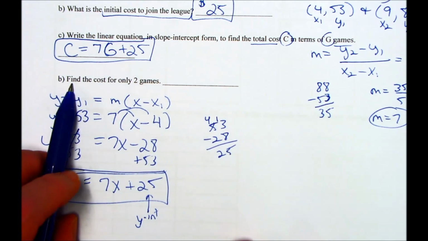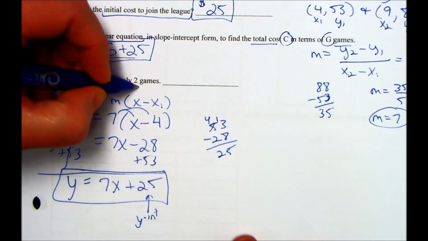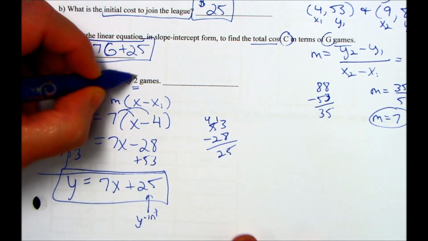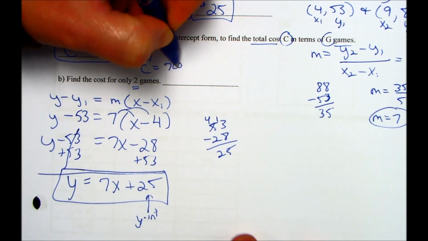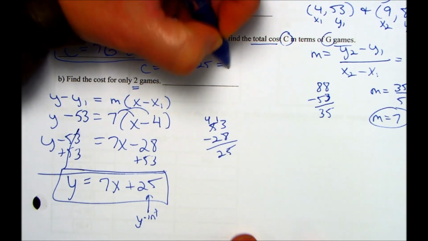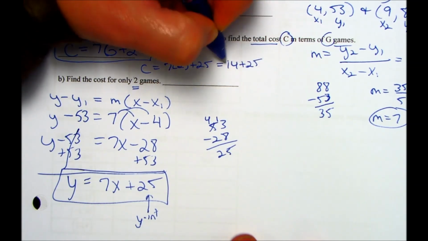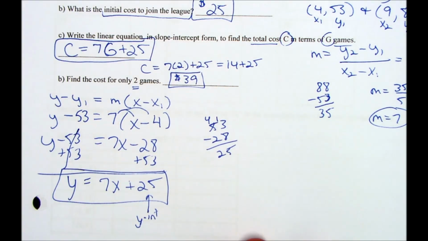Now they want us to use the equation to find the cost for only 2 games. So then 2 is basically going to be our G. So C is going to equal 7 times 2 plus 25. So 7 times 2 is 14, plus 25 is going to be $39. So to play 2 games, it's $39.